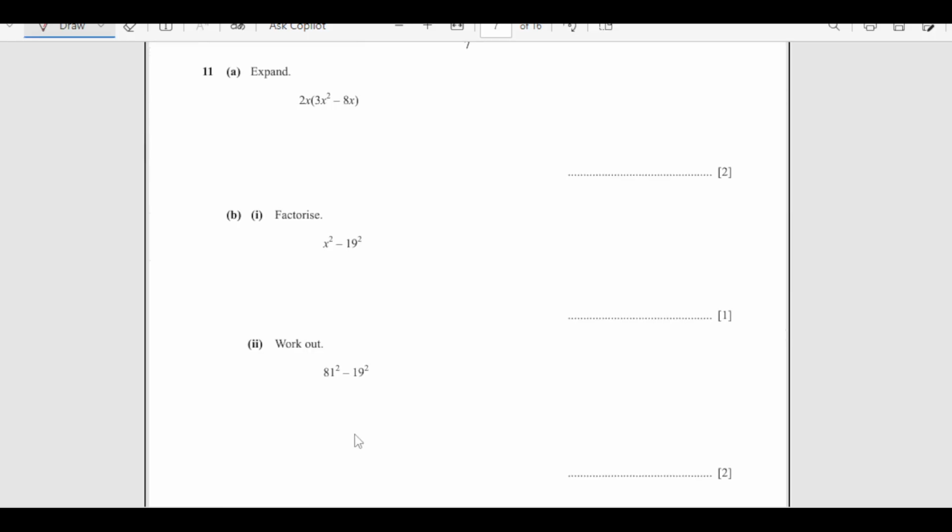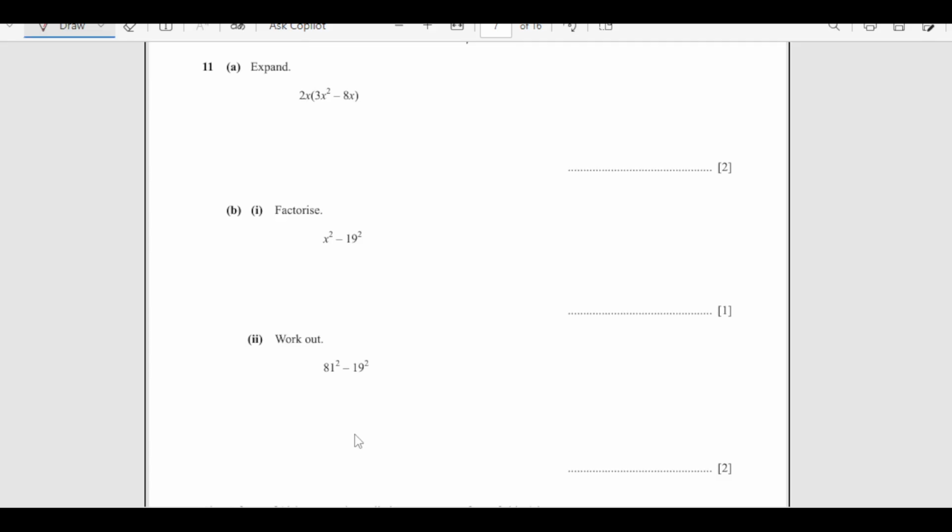Now number 11 question from algebra, expand. So we are expanding the brackets. So 2 times this 3x, 2 times 3 is 6, x power 1 and 2, it will become 3. Then 2x also multiplies, it has a minus sign here, so we put minus, and then this 2x is going to multiply here. 8 times 2 is 16 x squared, right? So this is going to be the answer, 6x cube minus 16x squared, right?